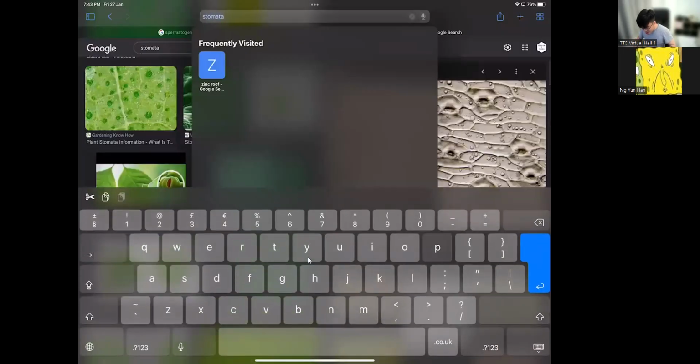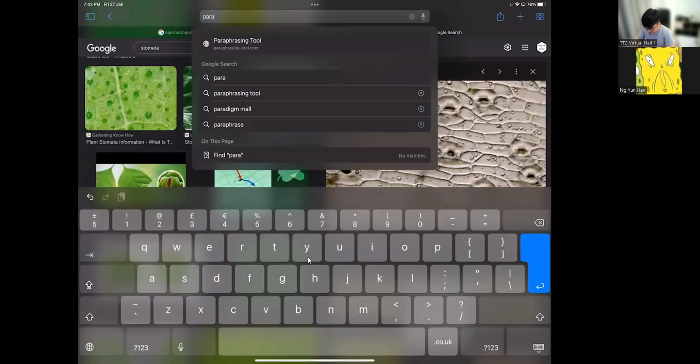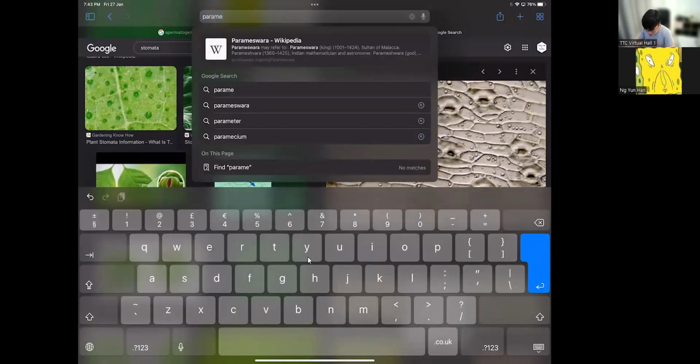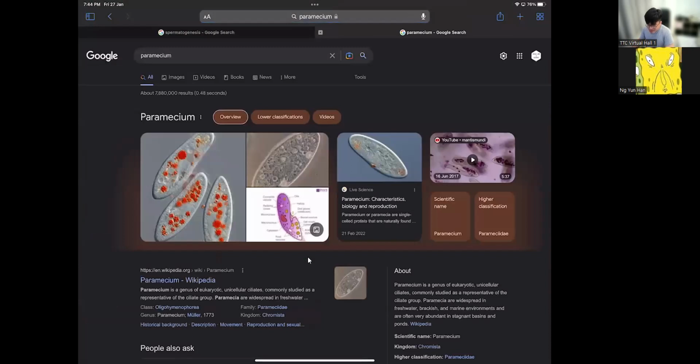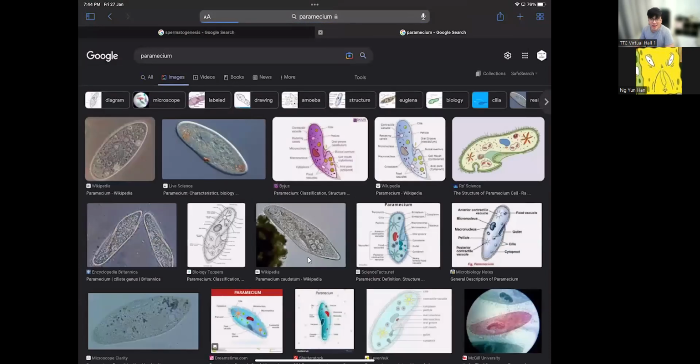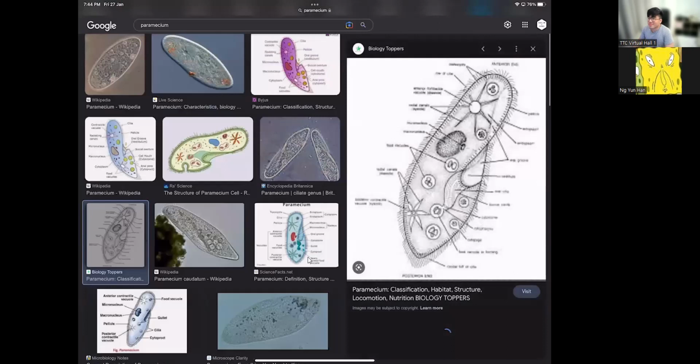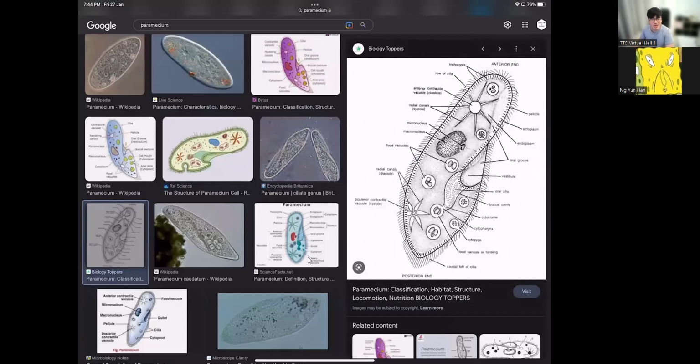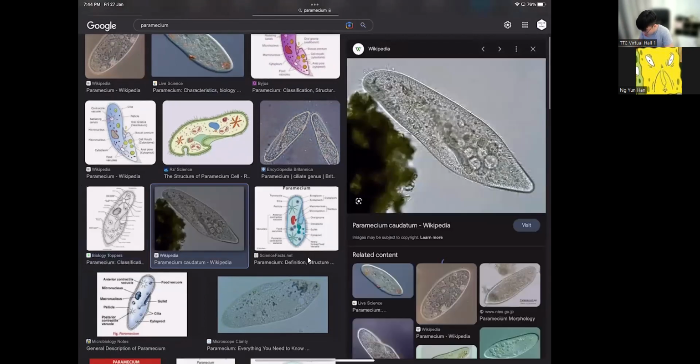So if you look at paramecium, this looks a bit disgusting. Paramecium. They just look like a slipper with hair. Doesn't it look like a slipper? And they have hair surrounding it. So it looks kind of disgusting. So there they are, happily swimming in water.